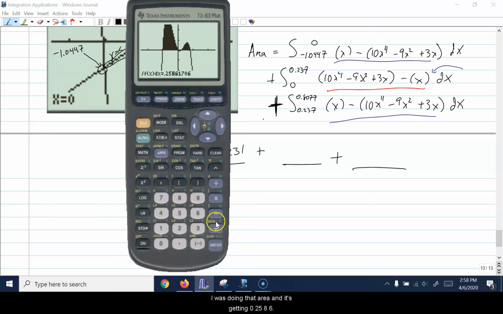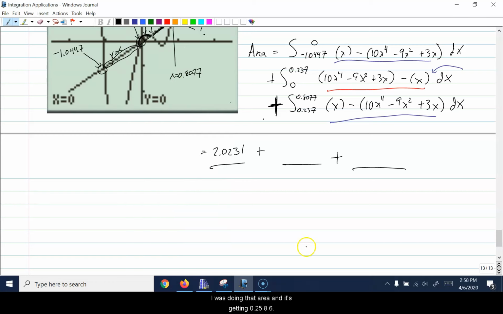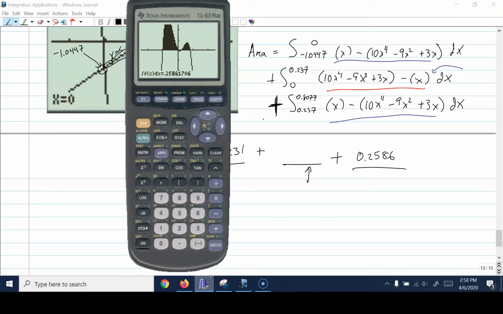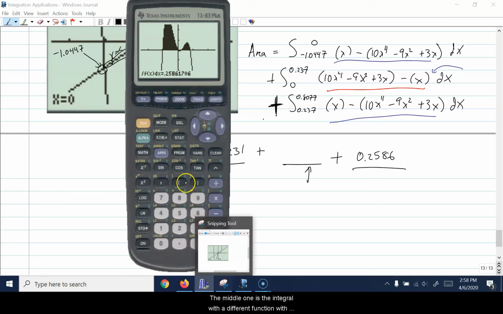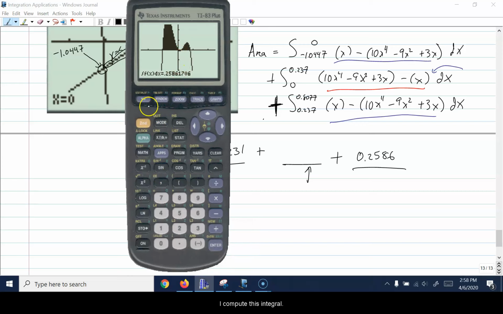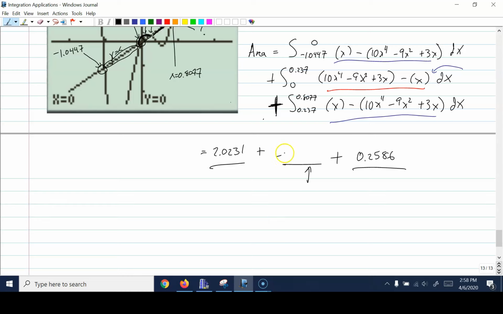Now it's doing that area, and it's getting 0.2586. And then what's this middle one? The middle one is the integral of a different function, but that function is just the opposite of this function. If I compute this integral, I'm going to get a negative number. I want to go from 0 to 0.237. This one's going to give me something negative. It's giving me negative 0.0177. But I'm going to make it positive because that was the opposite function.